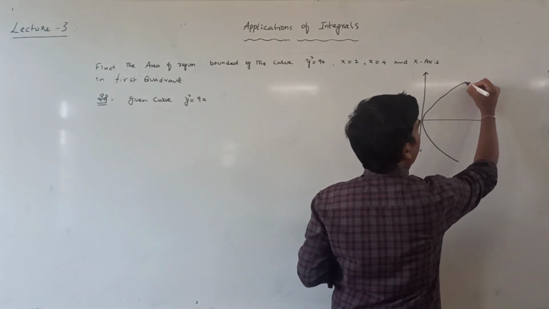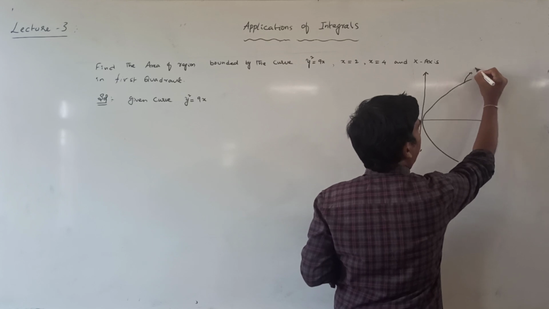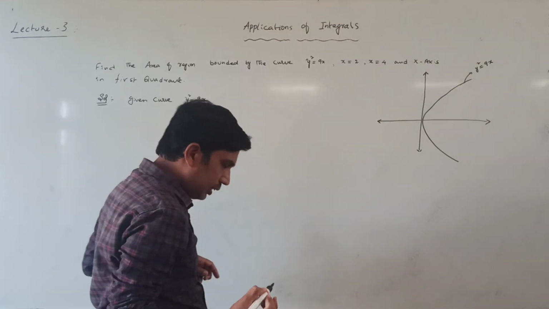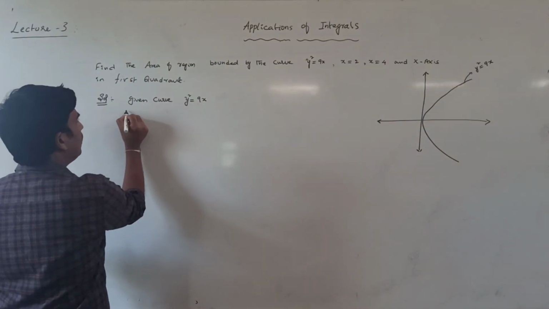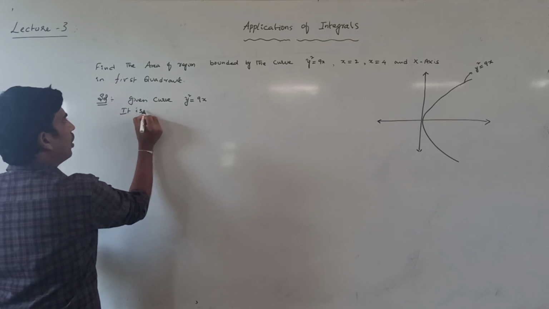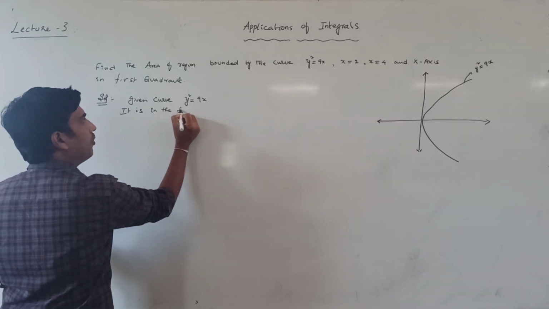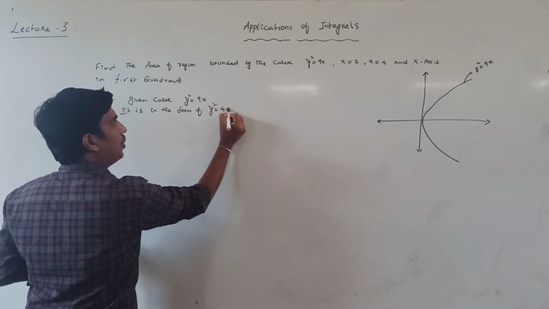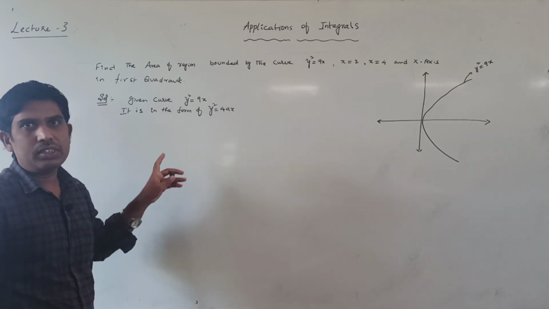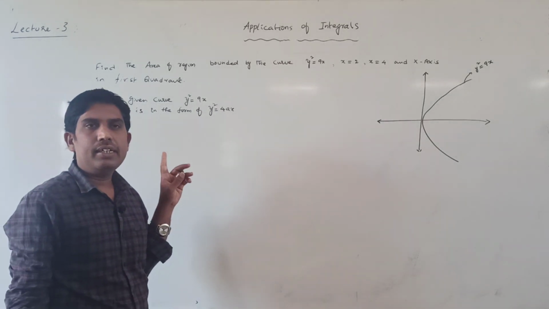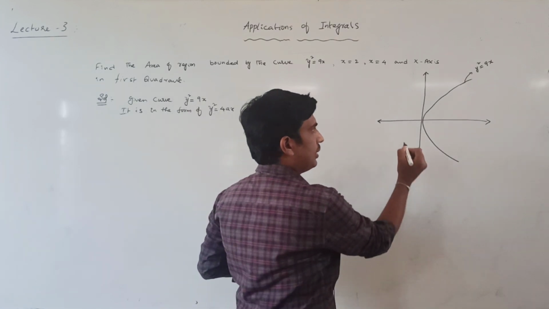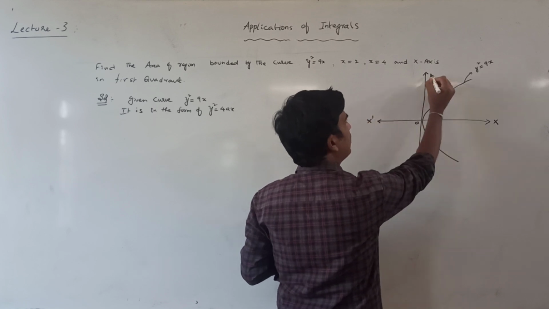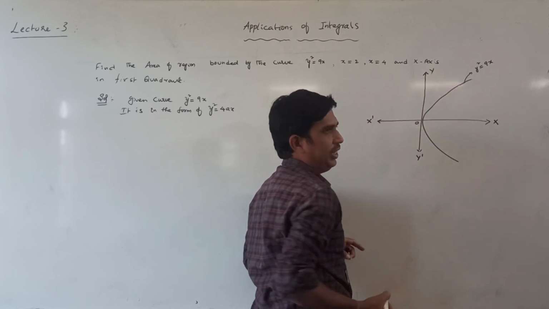So this is y square is equal to 9x. Why? Because the given curve is in the form of y square is equal to 4ax. So y square is equal to 4ax represents a right parabola with vertex at origin. This is the x axis, x dash, y dash.